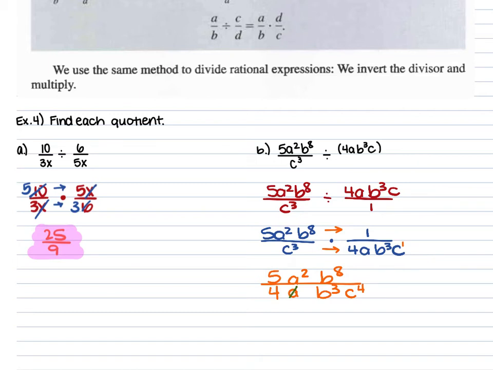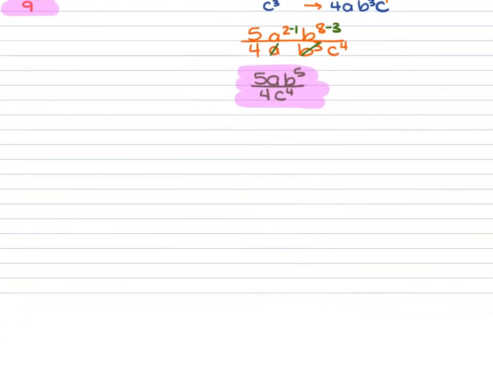That a on the bottom would subtract 1 from the 2 in the power on a on the top. And then that b to the 8th power over b cubed, that b cubed cancels out, and we're going to subtract the 3 from the 8. So this is going to leave us with 5a b to the 5th power over 4c to the 4th power. I think, yep, that is it.